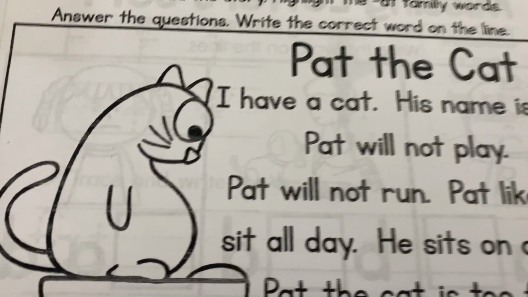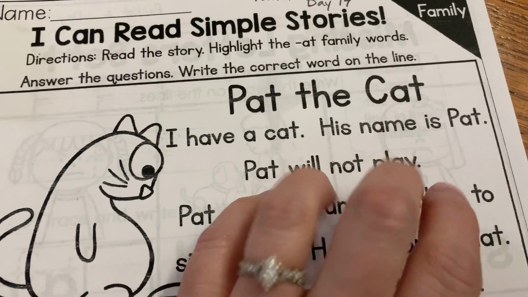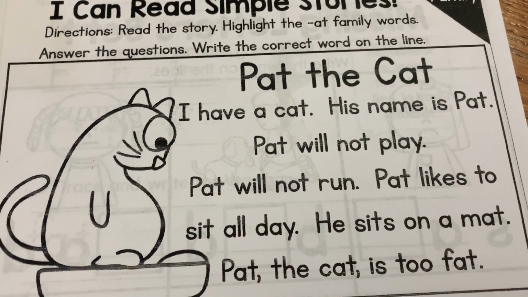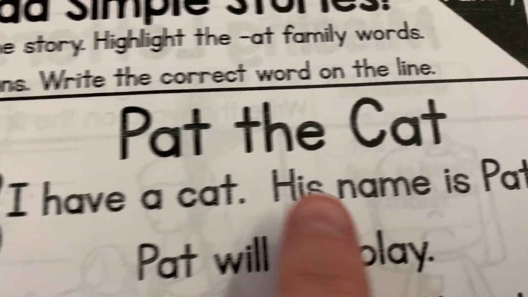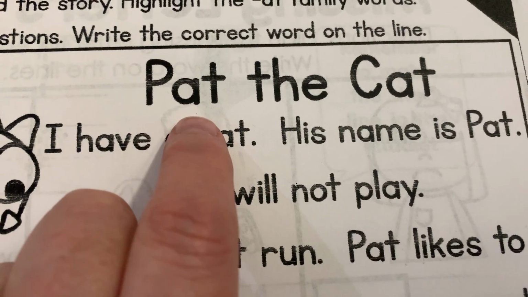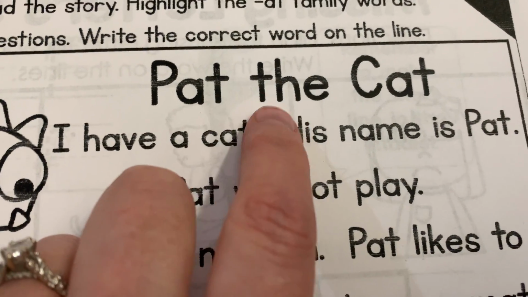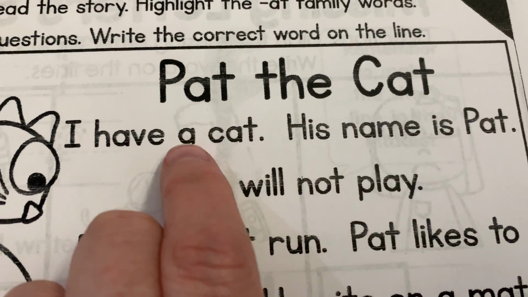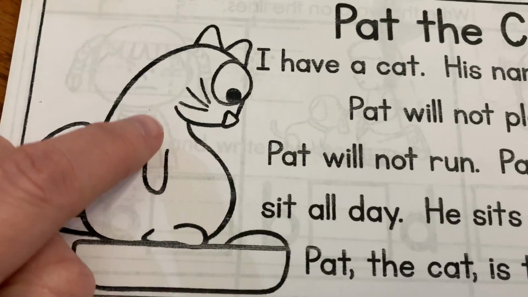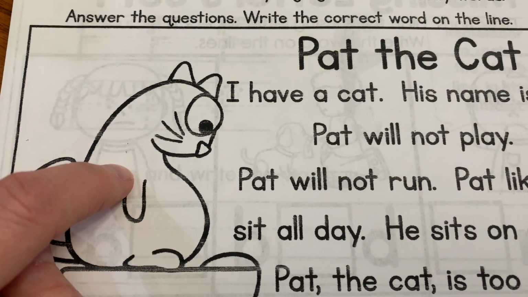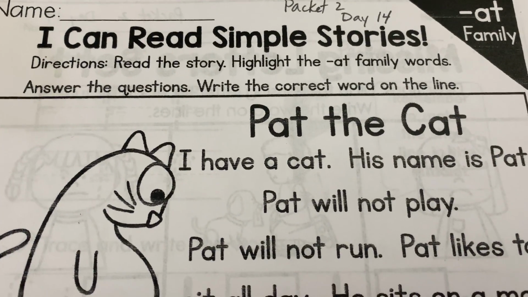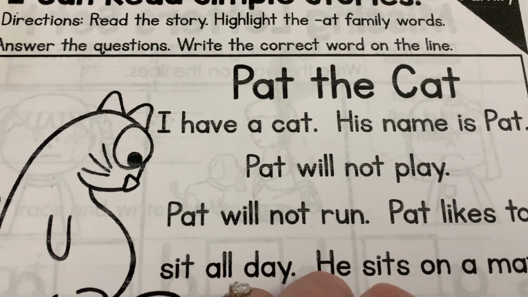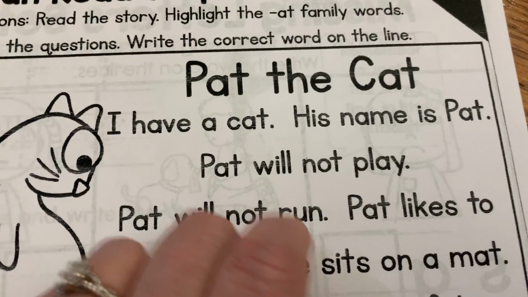All right. So we have some words here. So we have a little story to read. And it's about this guy, and he is a cat. So let's start up here. Pat the cat. Okay, so what did we learn about him? He's a cat and his name is Pat. Okay, great. So guys, our job is that we're going to read this and we're going to answer some questions. So let's really pay attention.